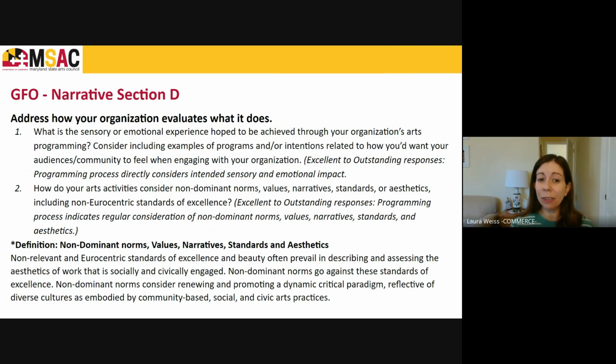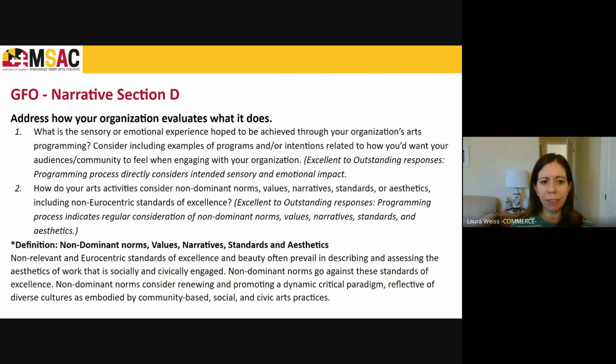Section D is looking at how your organization evaluates what it does. The first question here is looking at what is the sensory or emotional experience hoped to be achieved through your organization's arts programming. Consider including examples of programs and or intentions related to how you'd want your audiences or community to feel when engaging with your organization. So we're really looking here at how that programming process directly considers the intended sensory or emotional impact.